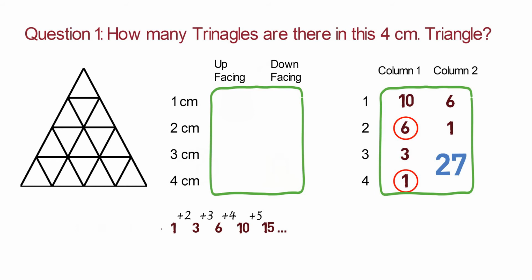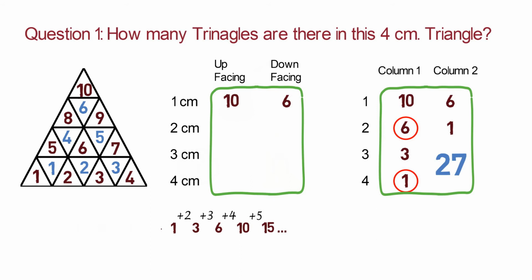Let's first count the number of upward facing 1 centimeter triangles, and that's easy to count. As you can see, there are 10 such triangles. So we write 10 here, and all the remaining 1 centimeter triangles are downward facing triangles, which are 6 in number. So we write 6 here.